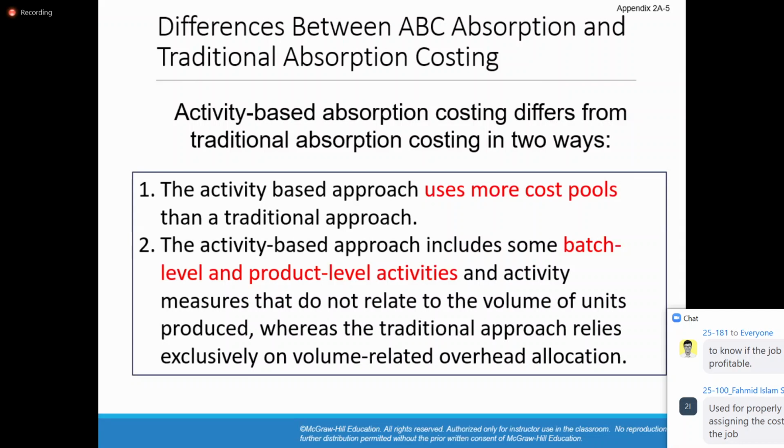And how are these two different in another way? The activity-based approach has some batch level and product level activities, which are more related to activity, but the traditional approach heavily relies on the units of volume, or the number of units to be produced, or the total volume, to get the overhead allocation. So what are the kind of batch level activities?